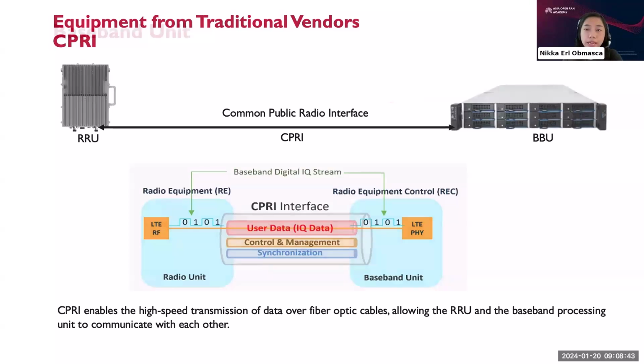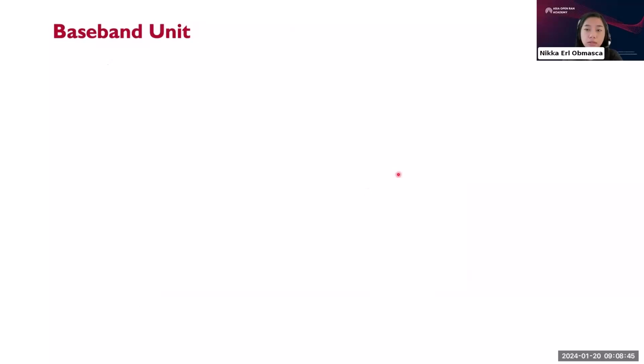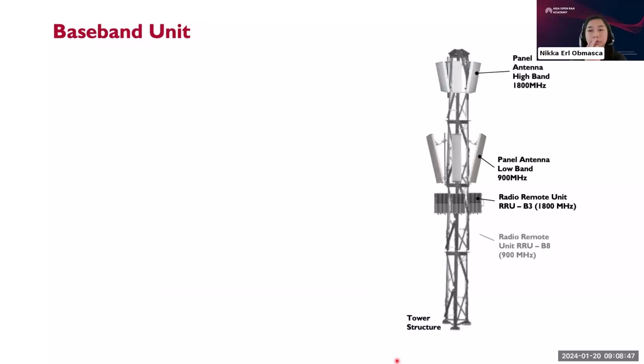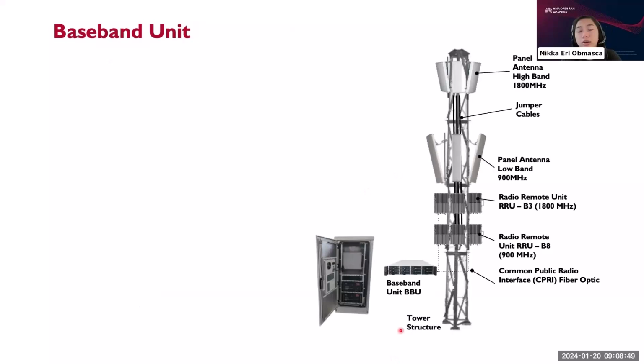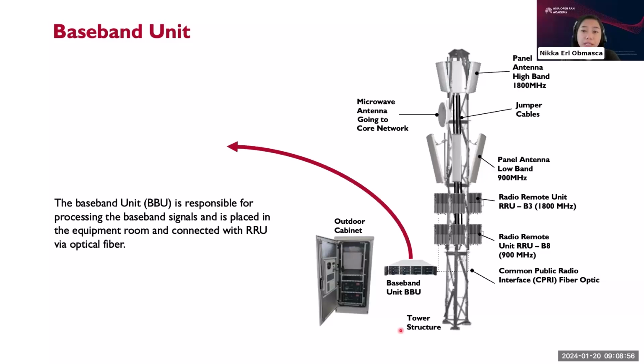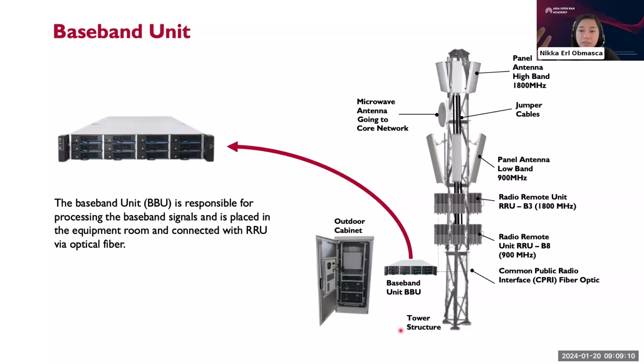So now we have is the baseband unit. The baseband unit plays a critical component or role in the RAN. This BBU is responsible for processing and managing the data that is transmitted to and from our mobile devices. So essentially, this BBU is the brain of the RAN. It controls the flow of data and ensures that everything operates smoothly.